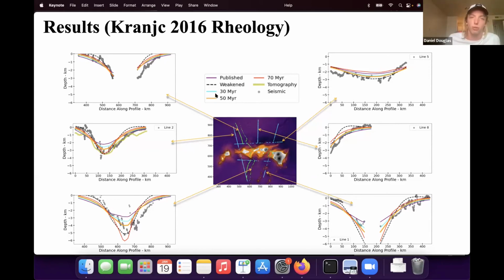And then I'm going to focus on this orange line, which is my best fitting method, which is a thermal rejuvenation of 50 million years. And so starting on the left side, all 6 of these plots are just amount of flexure on the y-axis versus distance along the corresponding profile on the x.